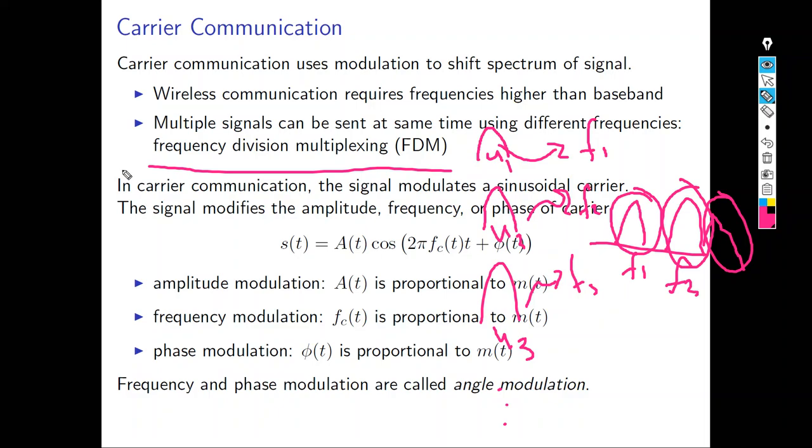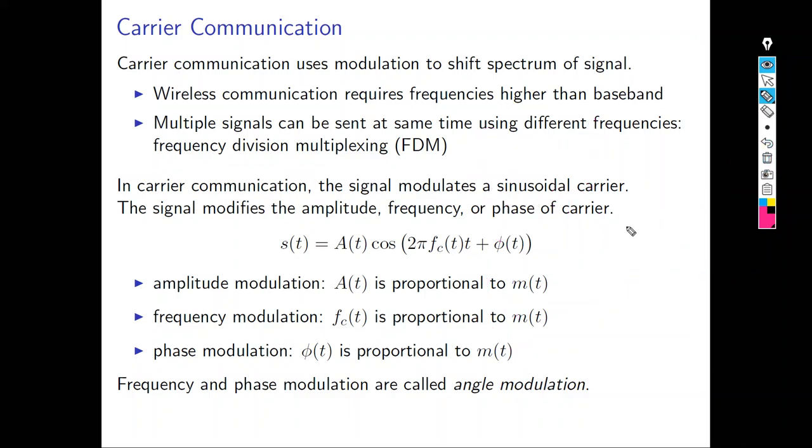In carrier communication, the signal modulates a sinusoidal carrier. The signal modifies the amplitude, the frequency or phase of a carrier. What do I mean by this? Let's explain it. Now, this is your carrier, S of T. This is the signal that has the high frequency. And you have your message signal, M of T. Your message signal, M of T, can be transmitted by changing the amplitude or frequency or phase of the carrier signal.